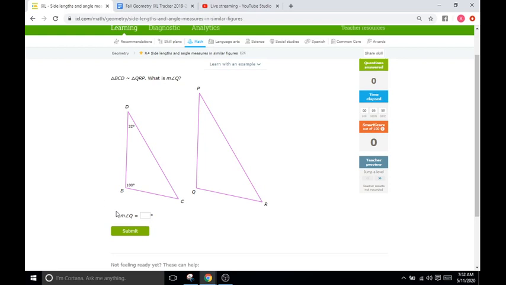Okay, so the question here is asking, what is the measure for angle Q? Well, like we said earlier, B is 100 and Q is similar to B, right? And you can see that with our similarity statement, B is the first letter and Q is the first letter. So since the angles have to be the same, Q is just going to be 100.